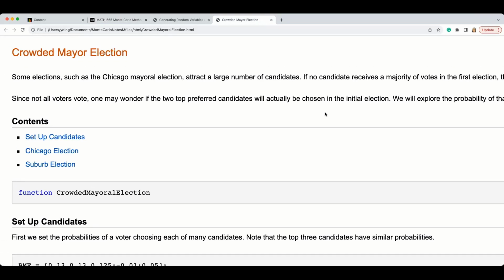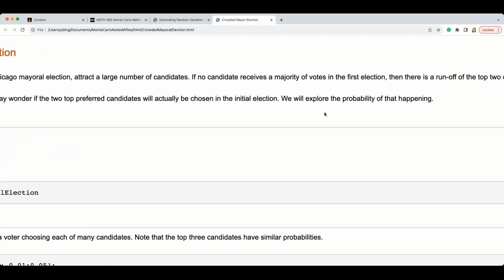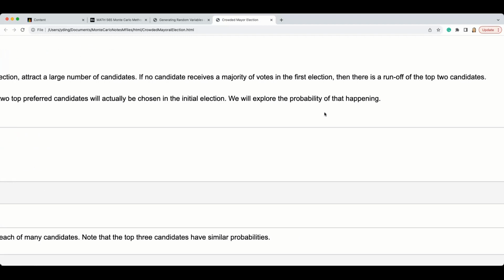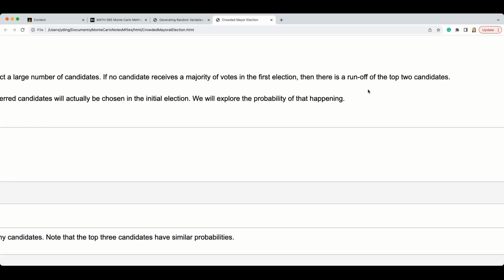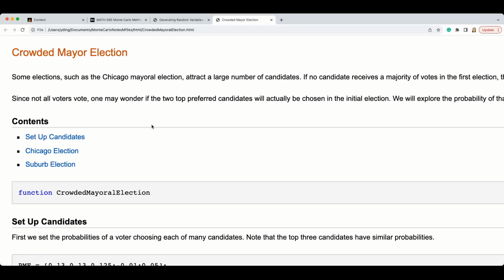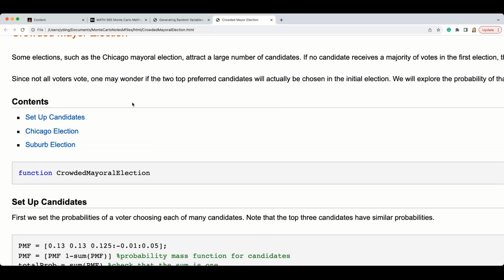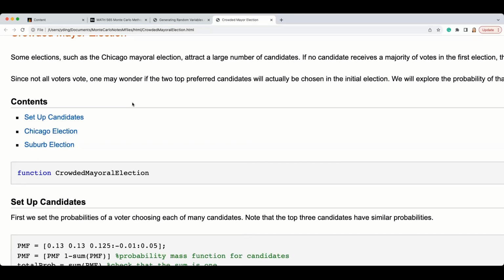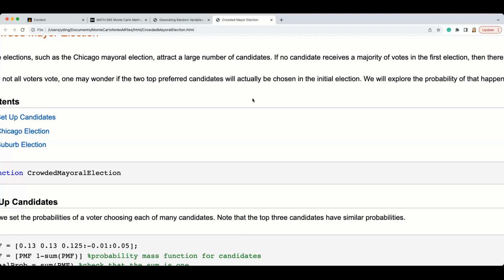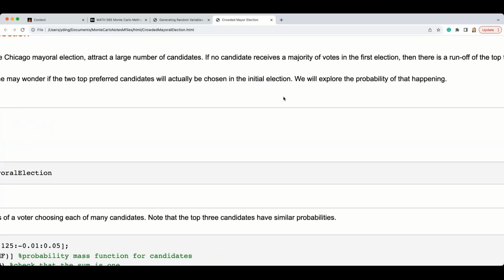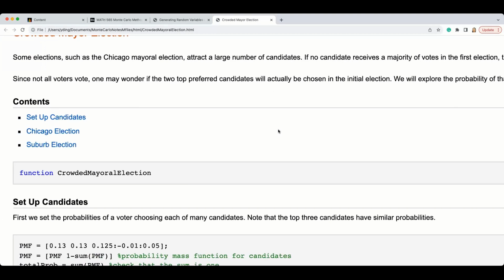So we try to do some election in the Chicago mayor election, and of course we have a lot of candidates. Assume no candidate can receive the majority of votes in the first election. So we will have the top two candidates. And then, of course, not all the voters will vote. So one may wonder if the two top preferred candidates will actually be chosen in the initial election. So we try to explore this.